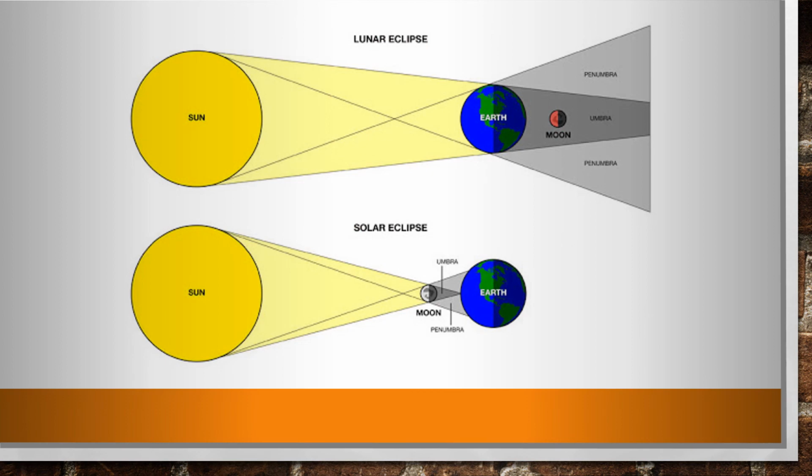There are two types of eclipse, lunar and solar. The lunar eclipse occurs when the Earth blocks the Sun from the Moon. This means the order is Sun, Earth, Moon, or SEM. The solar eclipse occurs when the Moon blocks the Sun from the Earth. This means the order is Sun, Moon, Earth, or SME. Depending on where you are at the time of an eclipse, it may appear differently to you.